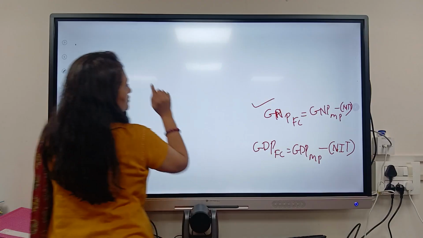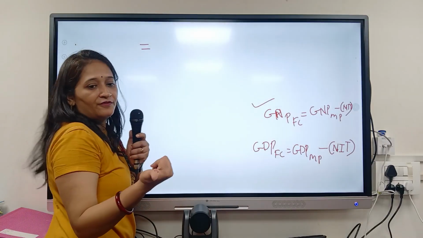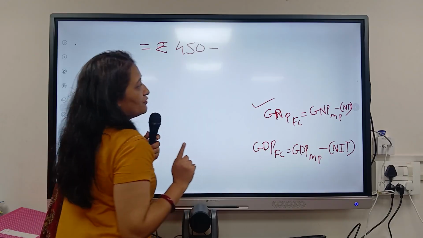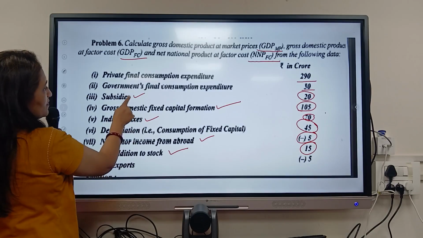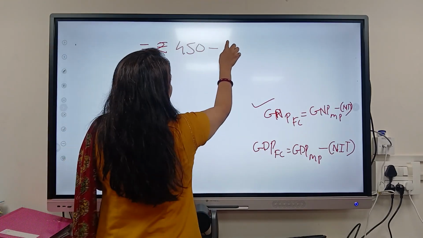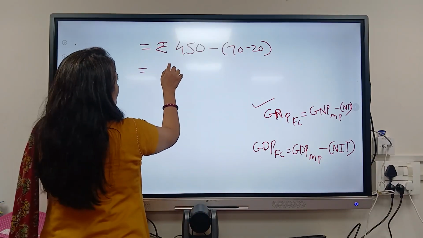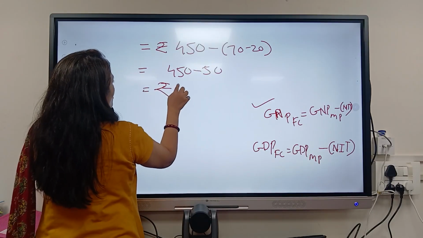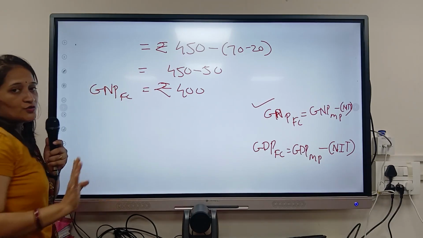GNP at factor cost. So for that we need GNP at market price, which we have taken. It is 450 rupees. 450 minus, we have to find out net indirect tax. Let's see what is net indirect tax. That is indirect tax minus subsidies. So it is 70 minus 20. 70 minus 20 is our net indirect tax. So we get it as 450 minus 50. So you get the answer of 400 rupees as our GNP at factor cost.